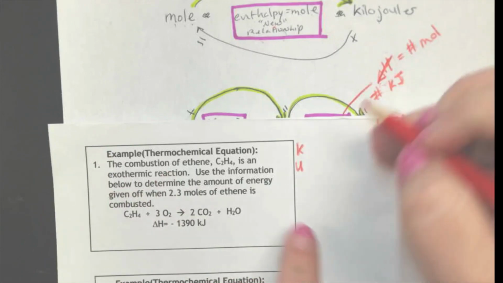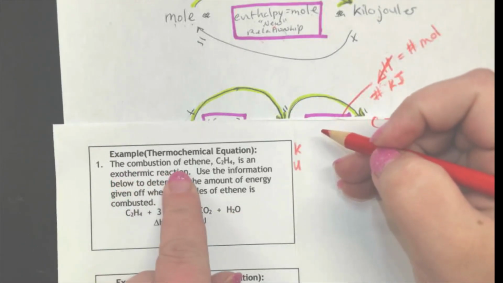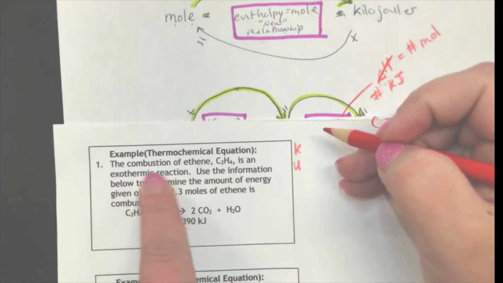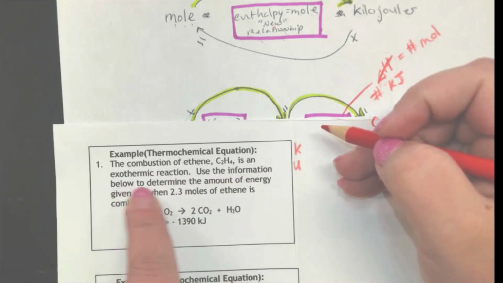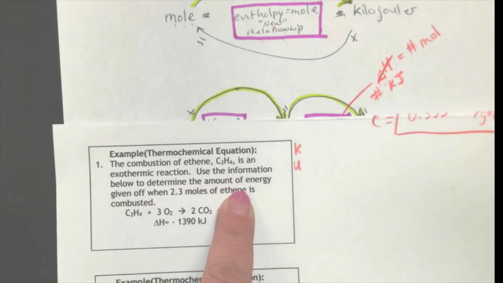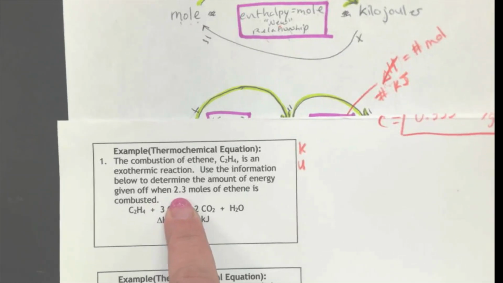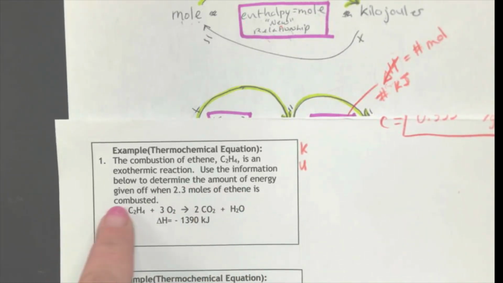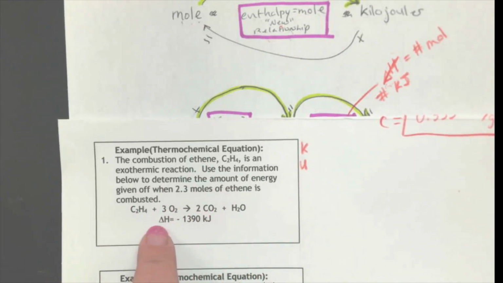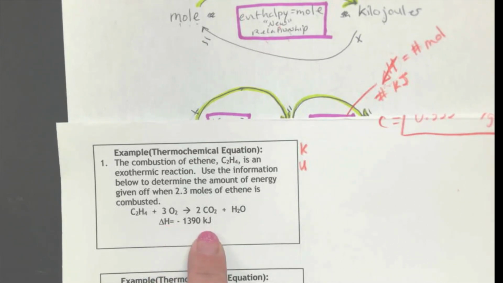Let's solve. Reading through the question, the combustion of ethene, C2H4, is an exothermic reaction. Use the information below to determine the amount of energy given off when 2.3 moles of ethene is combusted. This is the balanced equation. Note that delta H is not in the balanced equation. Instead, it's at the bottom or underneath, or at the end if you're considering it that way.